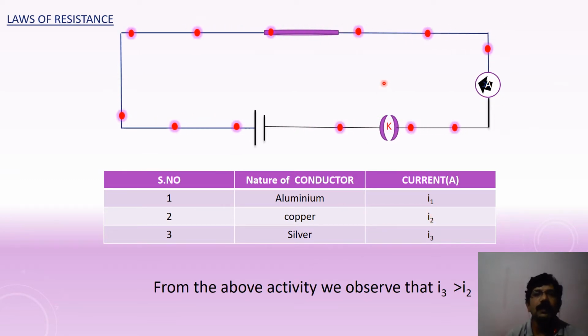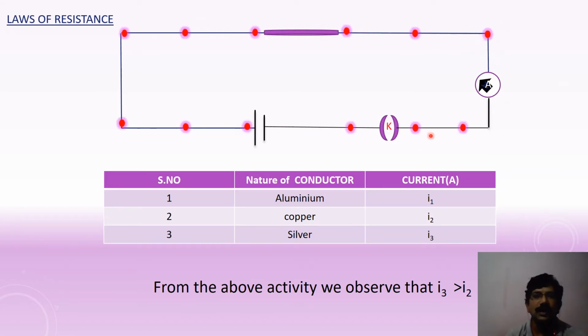Next, I replaced the copper conductor with silver. So now silver serves as the resistance. It offers a certain amount of resistance. Now I observed the reading of the ammeter. I clearly observed that in the third instance, when I used silver as the conductor here at this joint, more current is flowing in the circuit. So I recorded it with the help of the ammeter.